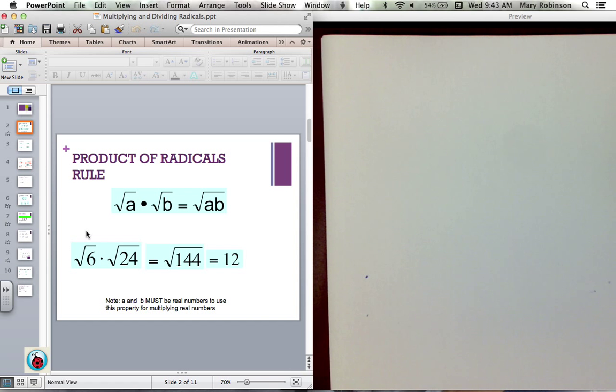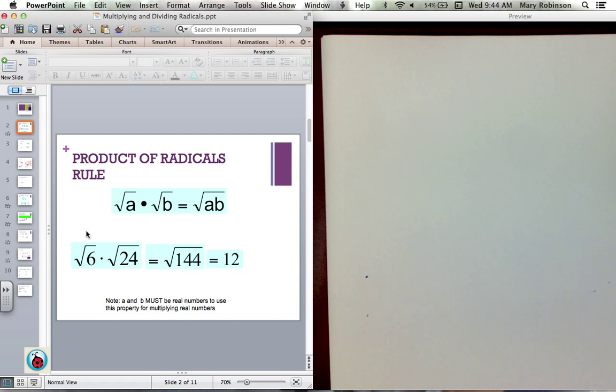The first thing you need to learn is the product of radicals rule, which basically says if you take the root of any letter or number times the root of another, then you simply multiply the radicands. So the square root of a times the square root of b is equal to the square root of a times b. Note, to do this you must have the same index, so you must either both have square roots or cube roots, etc. First example here, the square root of 6 times the square root of 24. If we multiply those together, we get the product of 144. 144 is a perfect square, so the square root of 144 would simply equal 12.